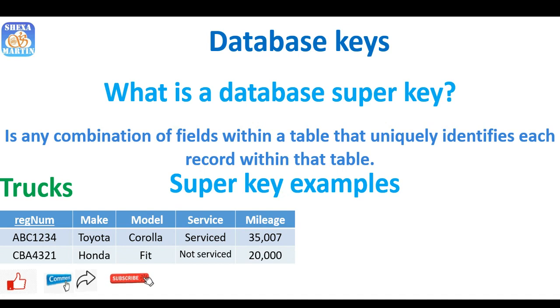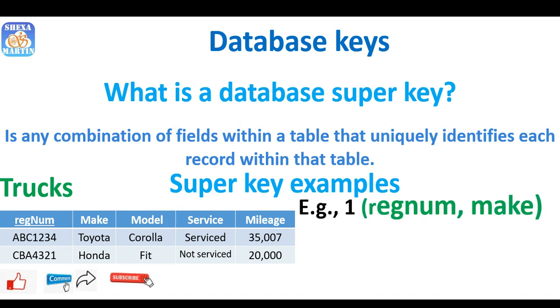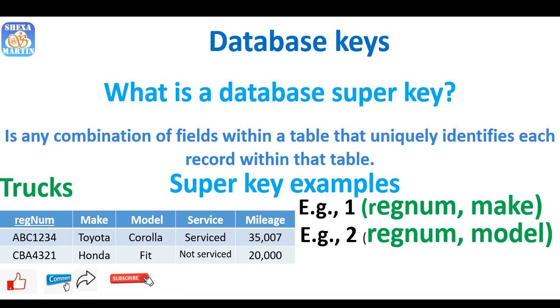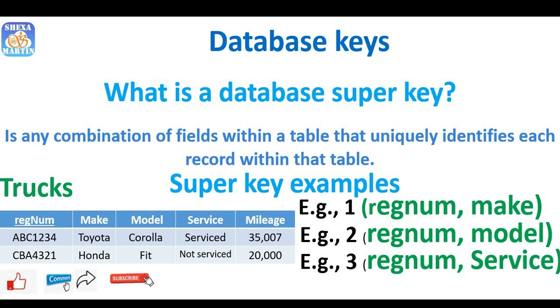So that's what we are having, structs, and our super key is regnum, make, model. The first default super key is a combination of all table columns. So regnum combined with make, model, service and mileage is our first super key. And then here are the examples. We can uniquely identify all the tuples using regnum and make. We can also identify all tuples using regnum and model. We can identify all the tuples using regnum and service.